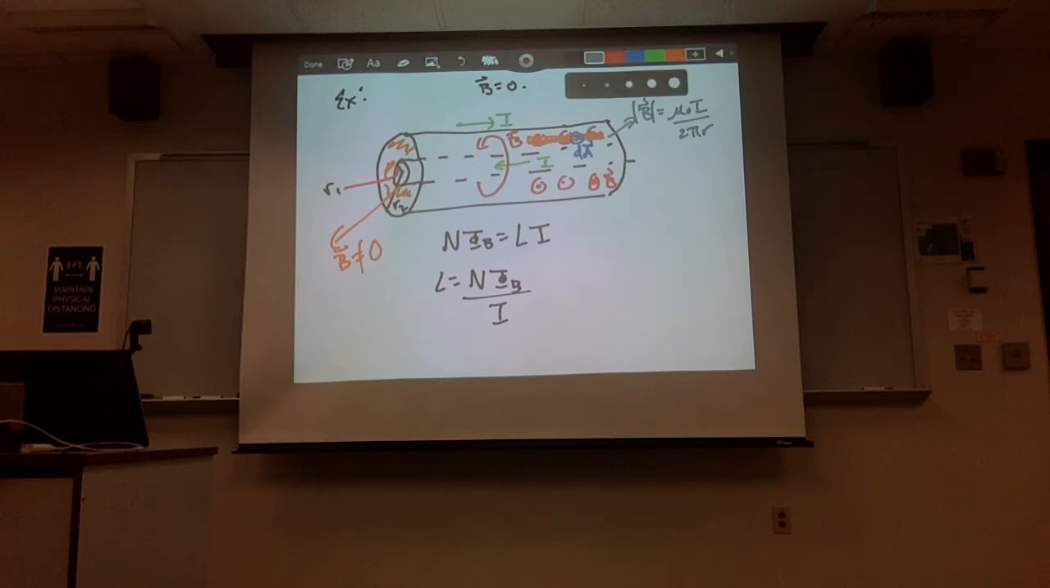Now for this, I'm going to cut it into some length. So this is going to have a length of L, but it's going to have a thickness to it. And that thickness is going to be this thickness here, or that thickness, I'm going to call it dr.